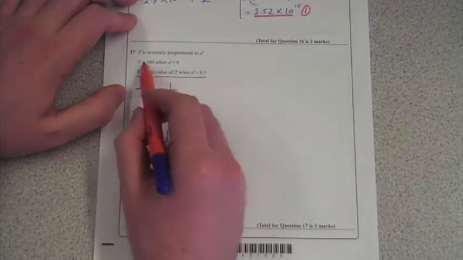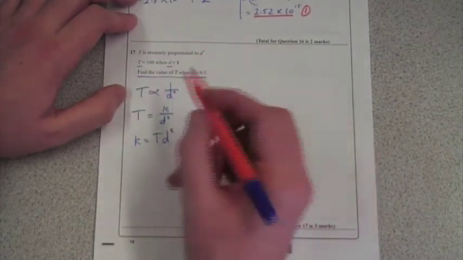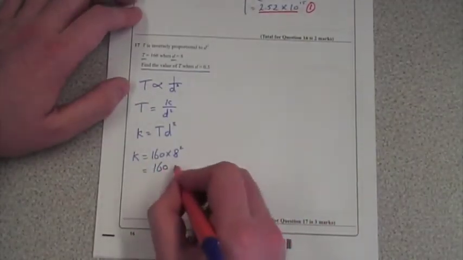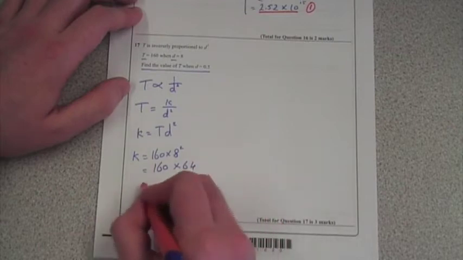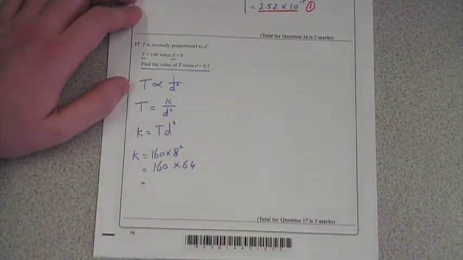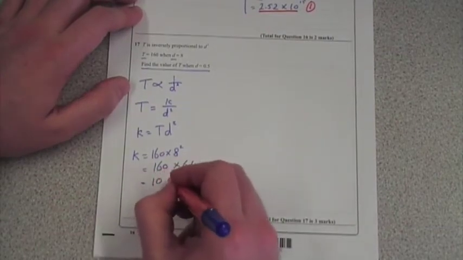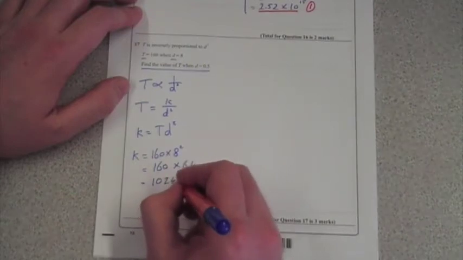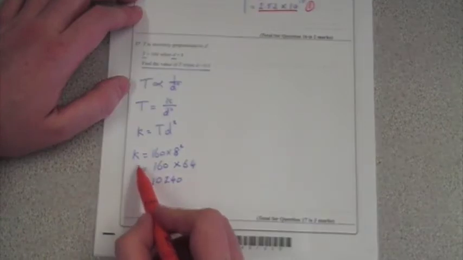So, putting our values for t and d in, we know that k equals 160 times 8 squared, equals 160 times 64, equals 10240. So we know that k equals 10240.